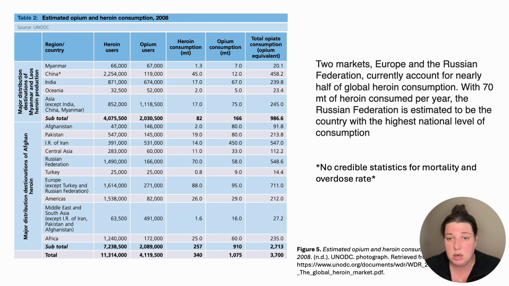However, I did find an article that was credible, talking about the Russian Federation and how it is estimated to be the country with the highest national level of consumption of heroin, with 70 metric tons of heroin consumed per year. And you can see on the left, it is in 2008 though, and that was the last statistics I was able to find.